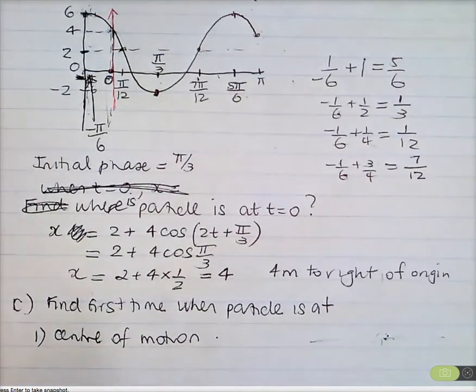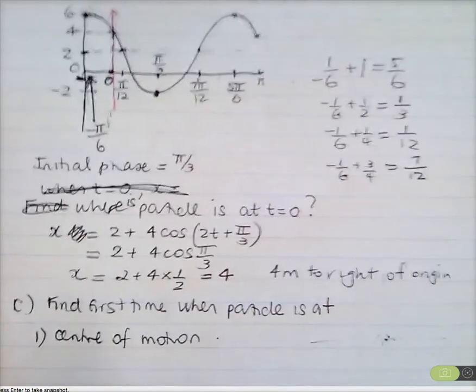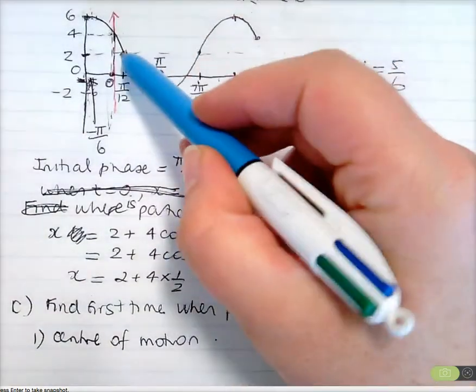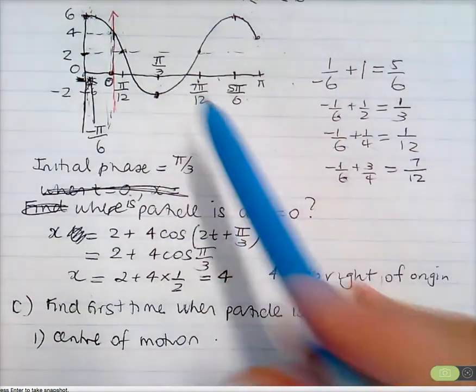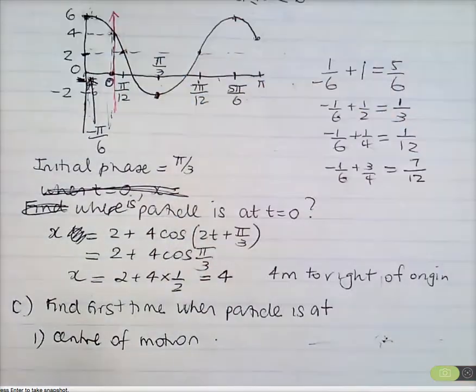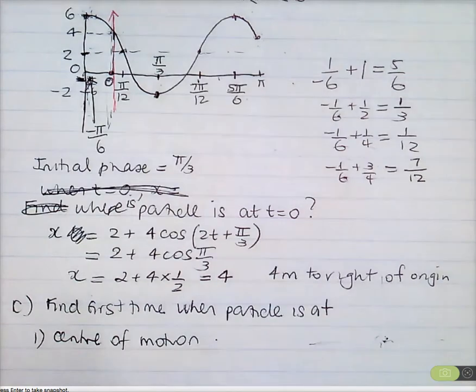I've already drawn the graph. I'll tell you why I like the graph: all your answers are there already. You tell me from the graph when the particle is first at the center of motion. All right, we're expecting that answer. It's pi on 12.